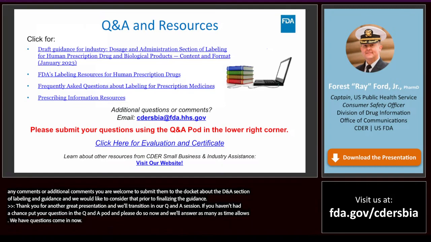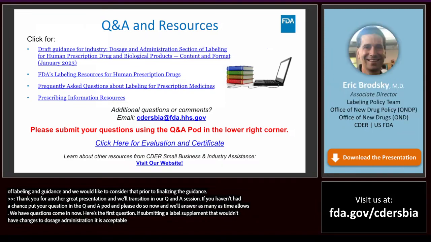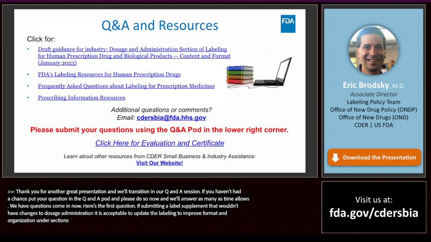If submitting a labeling supplement that wouldn't typically have changes to dosage and administration, is it acceptable to update the labeling to improve format and organization of the sections like dosage and administration at the same time per recommendations here and in the draft guidance?